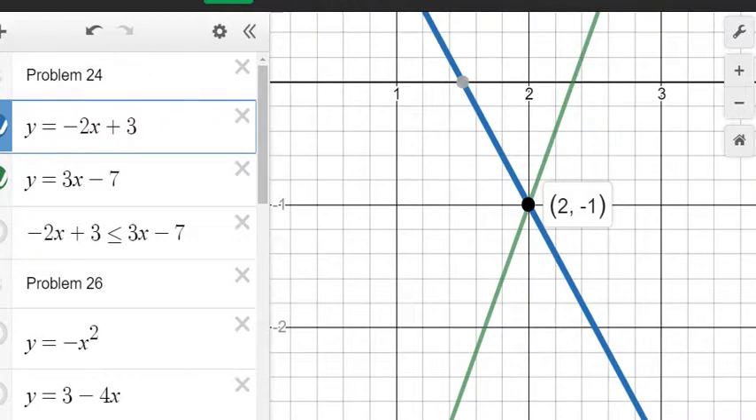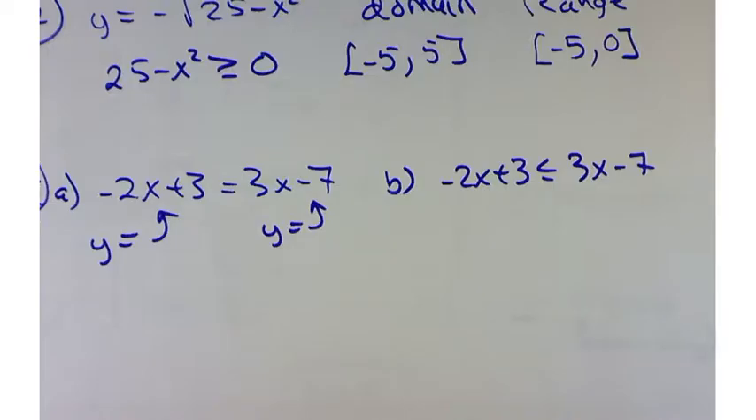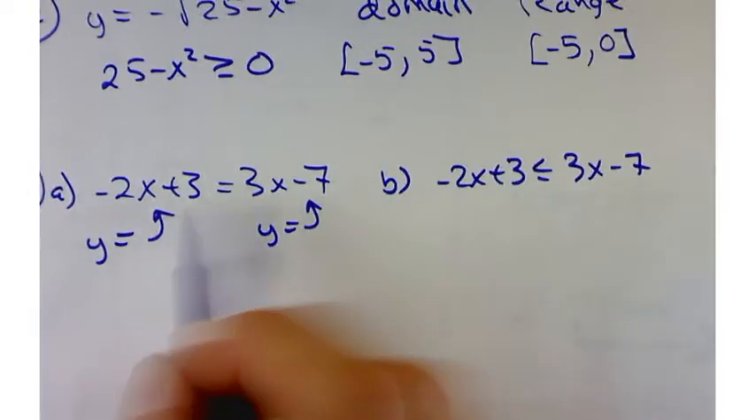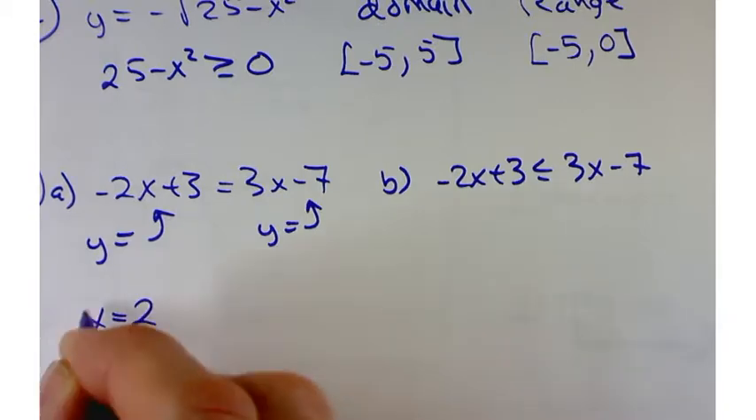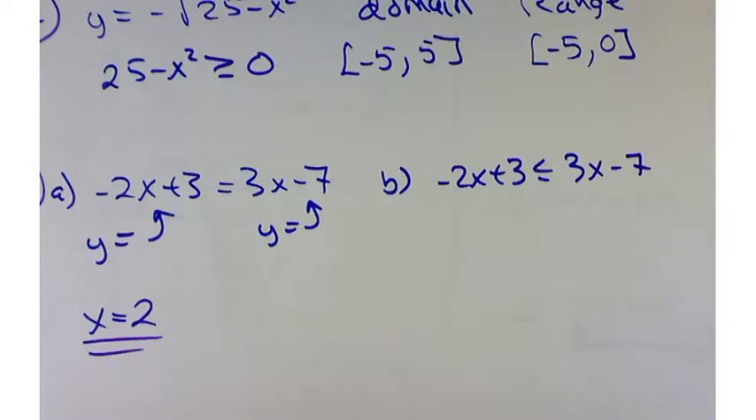So that's your solution to the first part, x equals 2. And you can just solve this and get the exact same thing. There's nothing wrong with that. But the idea is to start associating the graph of these equations with the solution. So we can get the solution that way.